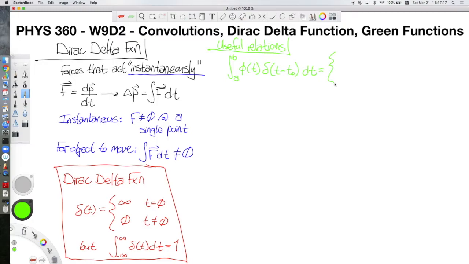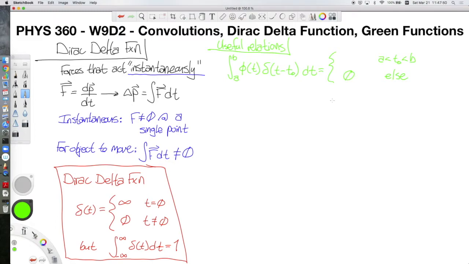The Dirac delta function only has a non-zero value when the inside of it, when its argument, equals 0. So that happens at t equals t naught. If t naught is between a and b, we're going to get a different answer to this than if t naught is not between a and b. If t naught is not between a and b, then our delta function has a value of 0 for the entire integral, and we'll get a value of 0.